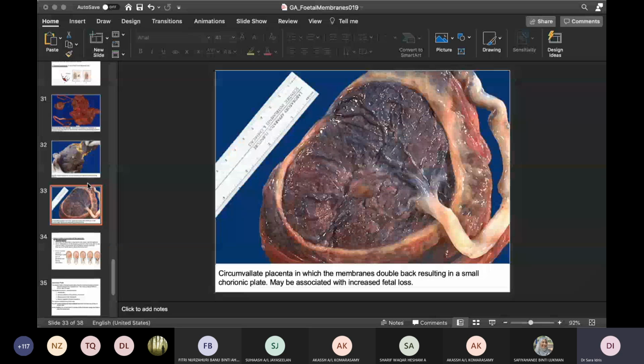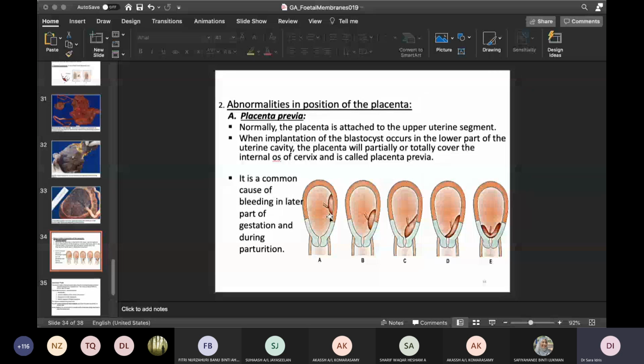And then apart from the abnormalities in shape, there can also be abnormalities in position. Okay, so when you have the placenta that embeds itself near the cervix, you call it placenta previa. A normal placenta is on the upper segment of the uterus. But sometimes the placenta can be in the lower segment. So part of it can be in the lower segment, the whole of it in the lower segment, or it can actually even close the internal os.